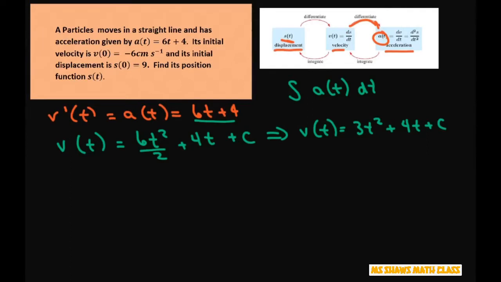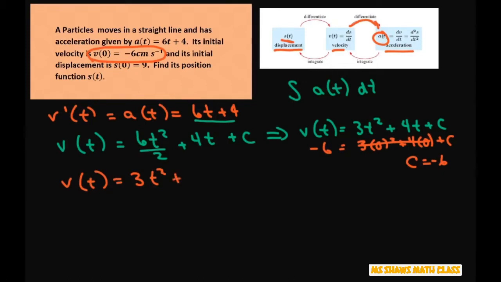Now, we note that v of 0 equals negative 6. So when I plug in 0 here, we get 3 times 0 squared plus 4 times 0 plus c equals negative 6. So those zeros just cancel out, and we know c is negative 6. So basically our velocity function is 3t squared plus 4t minus 6.